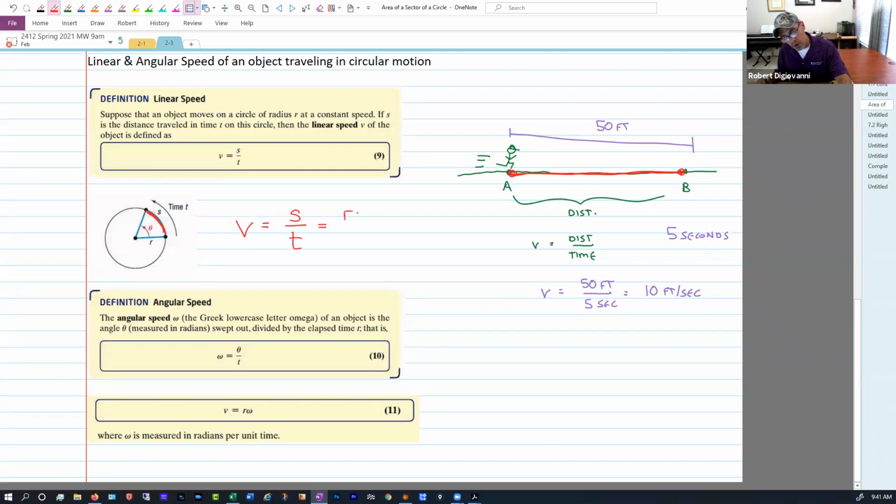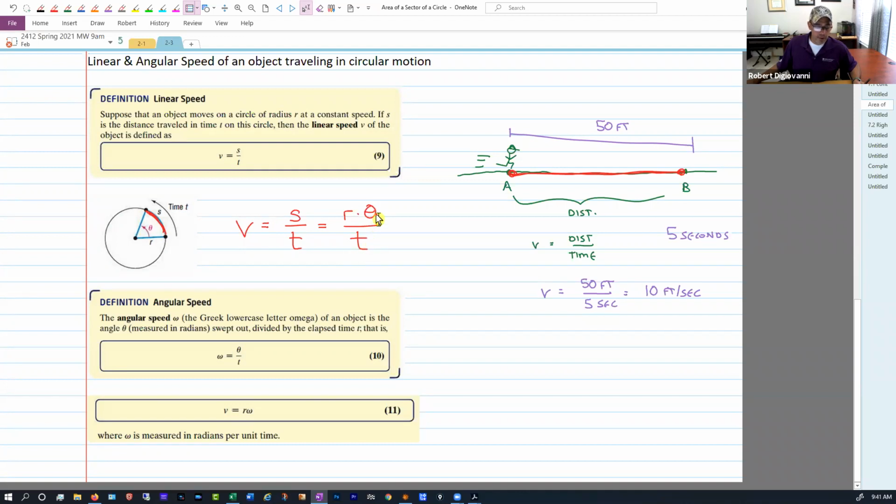S is really r times theta. Do you all agree with that? Because that was the formula I just gave you for S, r times theta. So if you want to know the linear speed of an object moving around a circle, you just need to figure out what the radius is. You need to tell me what angle it moved through and how long it took for that to happen.